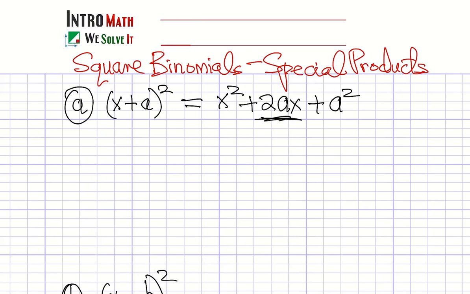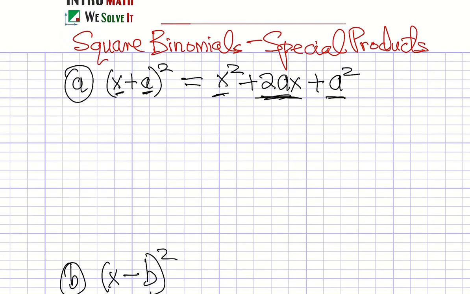So keep your eye on this and see. Look at the terms. Basically you square this, you square that, and then you multiply by 2a times x. Let me tell you how they arrived at what they have: x plus a squared. You can write that as x plus a times x plus a. You see why? Because whenever you square something, you multiply it by itself.